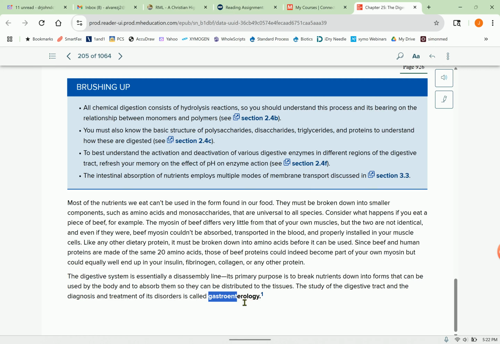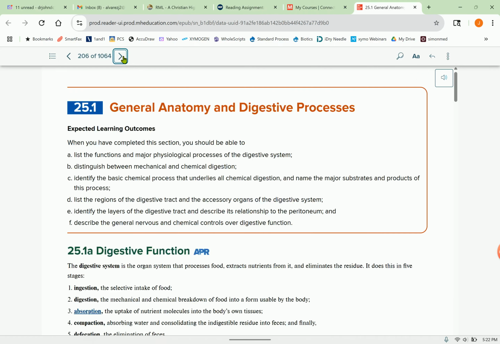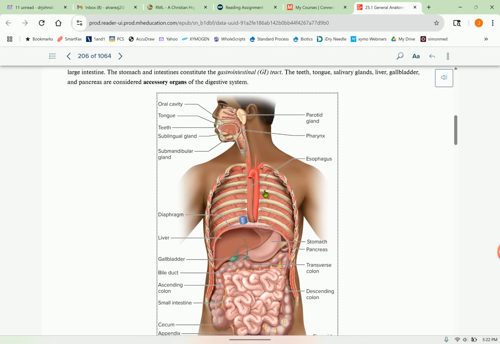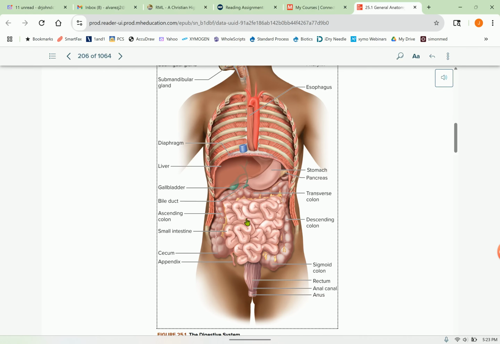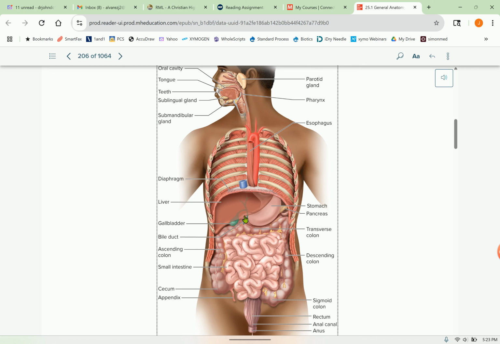Gastroenterology is essentially the study of the GI system, the gastrointestinal system. Here's some gross anatomy of the digestive system. It's basically one long tube from beginning to end. The tube starts in the mouth, then you have the food tube, which is the esophagus, and that goes into the stomach, which goes into the three parts of the small intestine that eventually gets into the large intestine. It's just one long tube from beginning to end.